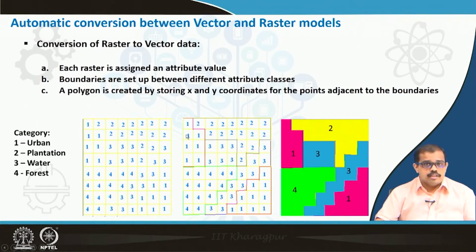Once you have drawn this boundary, each of these can be converted into a polygon, line, or a point. A polygon is created by storing the x and y coordinates for a point adjacent to the boundaries.